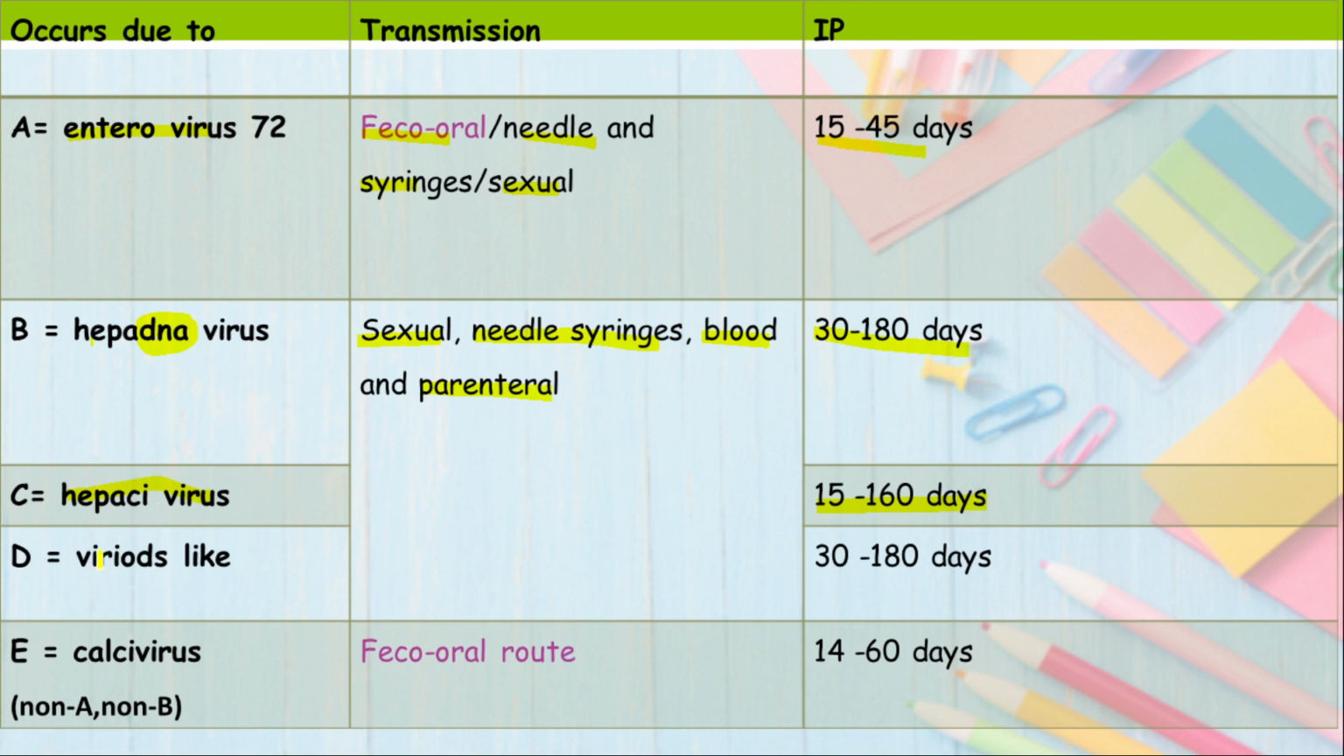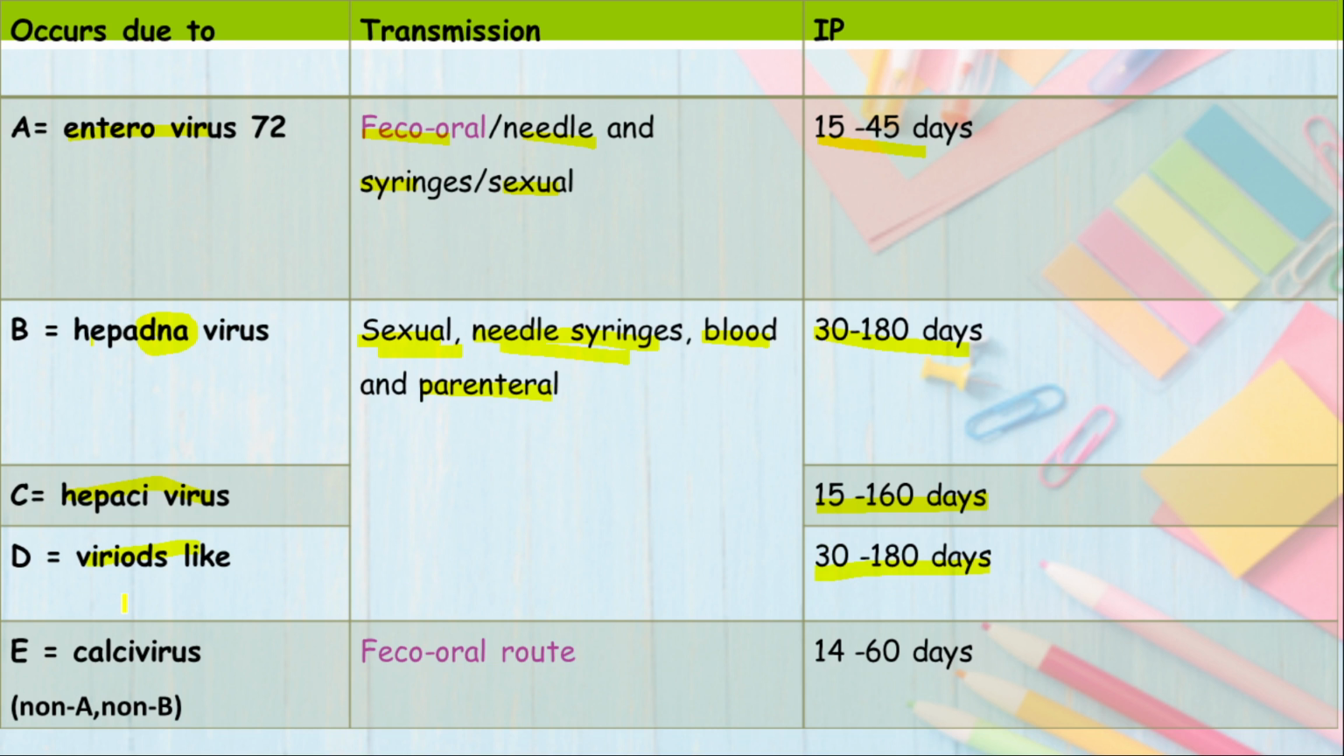Then in case of hepatitis D, it is a virion-like virus, and the transmission is the same as B and C, that is sexual, needle, syringes, blood and parenteral route. These things are very important. It may seem very easy by looking at the tabular column, but in exams these are the things which used to confuse every time. And the incubation period of hepatitis D is from 30 to 180 days.